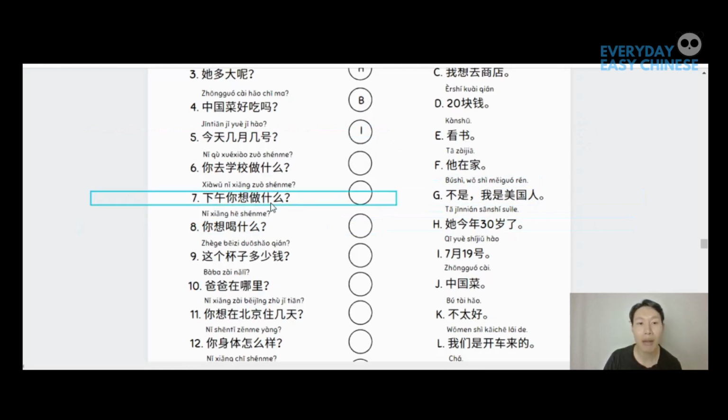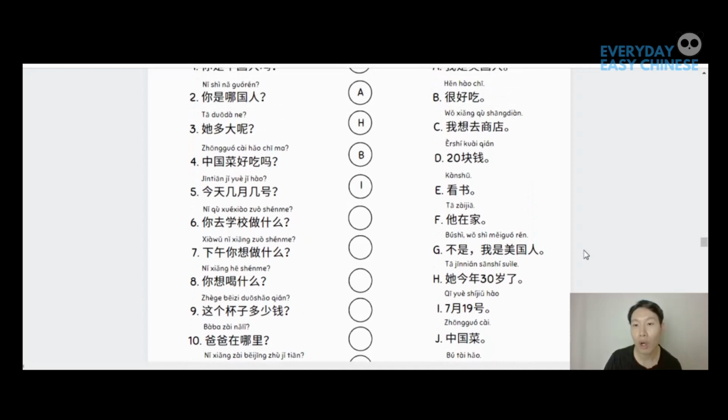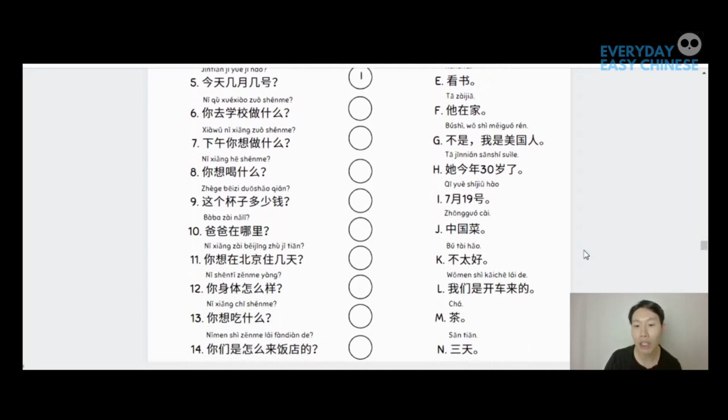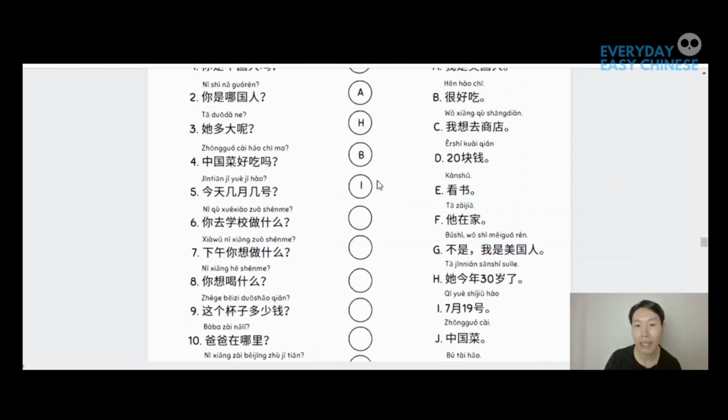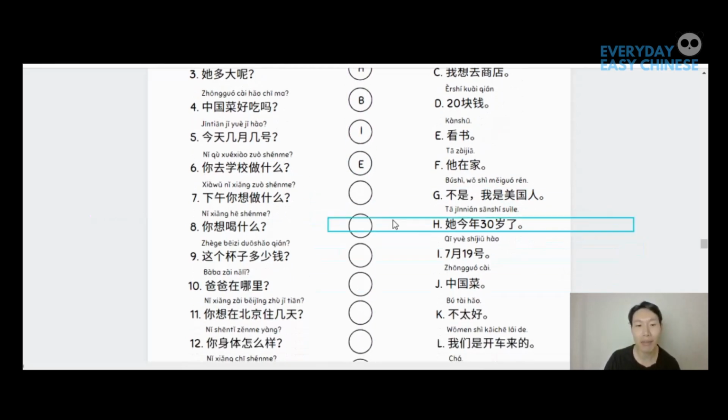Okay, number 6 we have 你去学校做什么? What are you going to the school to do? So let's see, there's an action. Okay, we have E. 看书, which means to read books. That's what you do at school. You'd be studying, right?